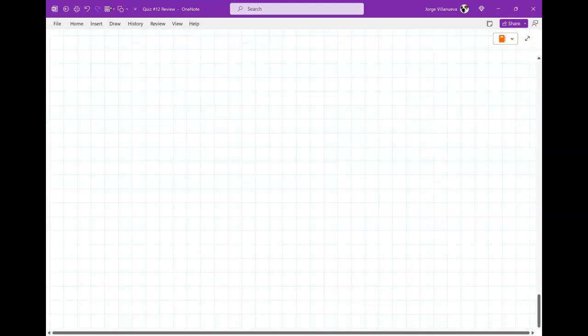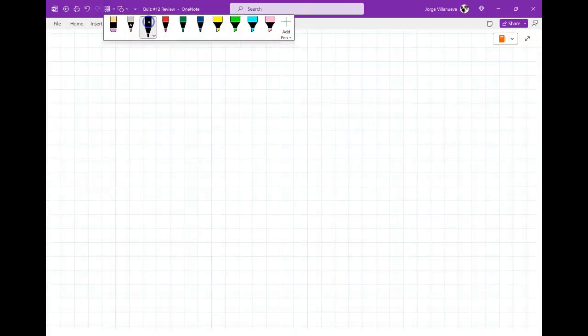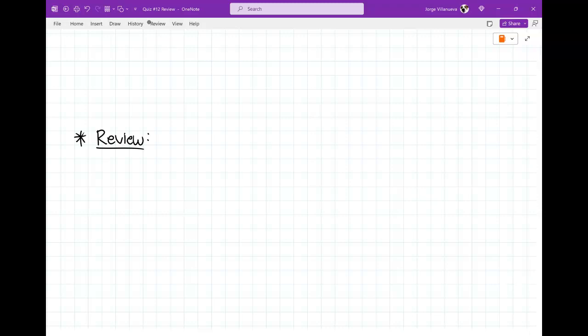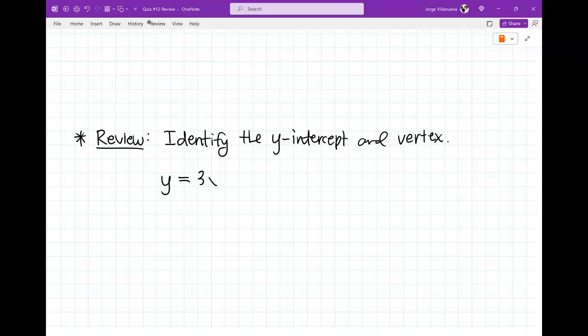Give me a second. Here's the last one. It is a review problem. Identify the y-intercept and vertex. So y equal to 3x squared minus 5x plus 2.